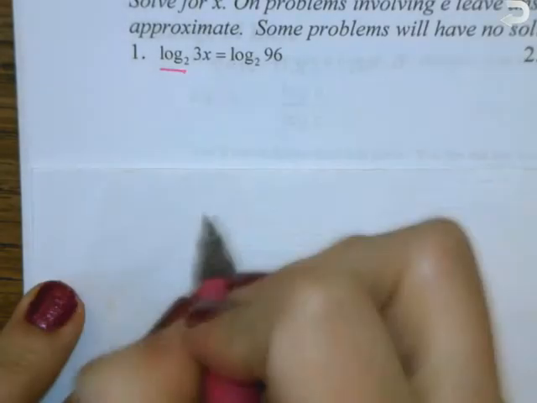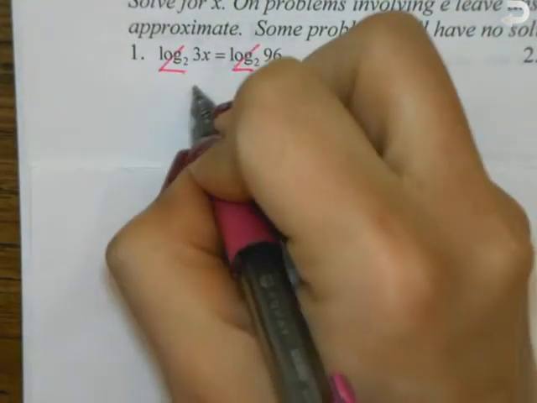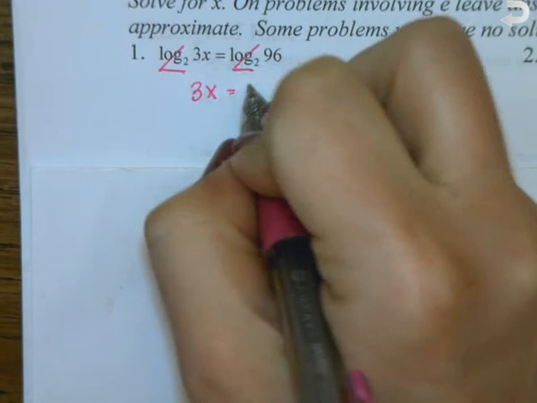So number 1, we have log base 2 of 3x equals log base 2 of 96. In this problem, the first thing I'm going to do is make sure that I have only one log on each side. I have log base 2 on the left and log base 2 on the right, so I don't have any condensing to do. So I'm going to drop those bases, and that leaves me with 3x equals 96.